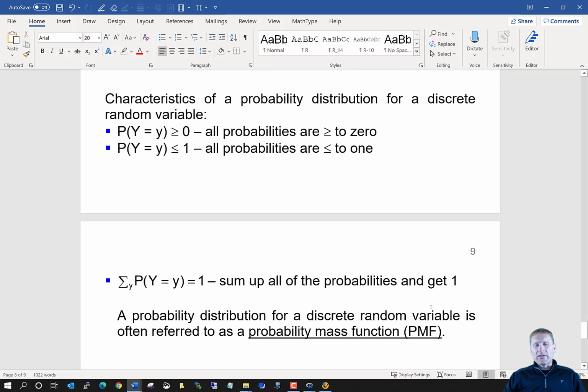Some characteristics of probability distributions for discrete random variables. Well, the probability that you observe a particular value has to be always greater than or equal to 0. Again, notice this right here, that equal sign is in there. All probabilities are less than or equal to 1, and all these probabilities add up to 1. We actually saw an example of that earlier.